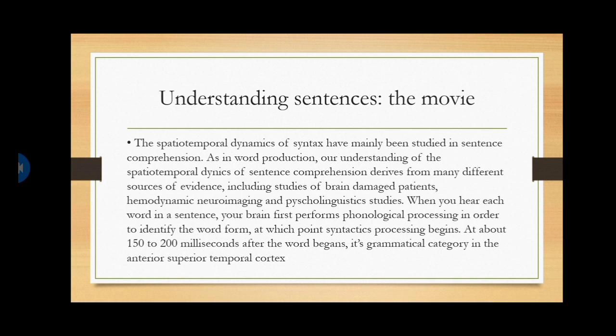different sources of evidence, including studies of brain damaged patients, hemodynamic neuroimaging, ERP, MEG, and psycholinguistic studies. ERP means event-related potentials, while MEG is for magnetoencephalography. However, because syntactic processing in understanding the sentence is extremely complex, a clear understanding of it has yet to emerge, and different researchers have interpreted the data in somewhat different ways.